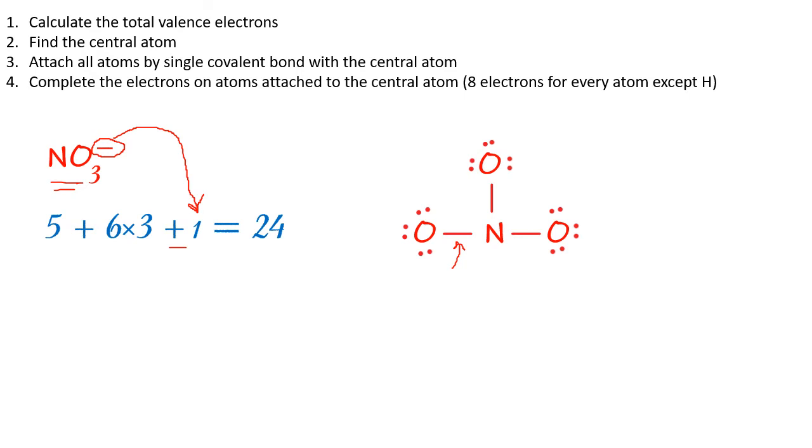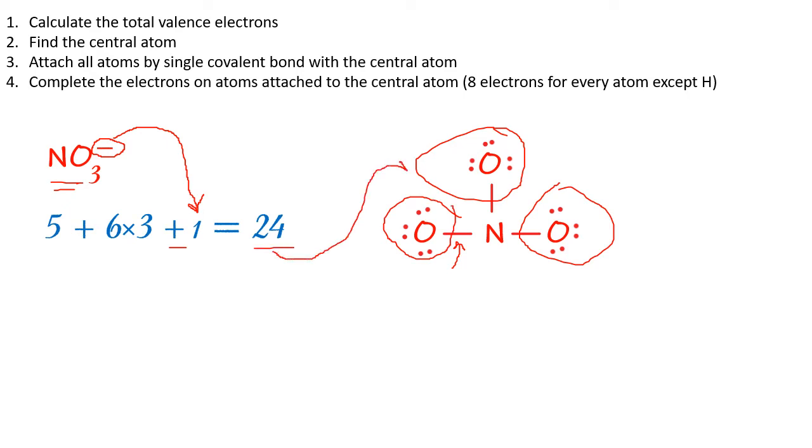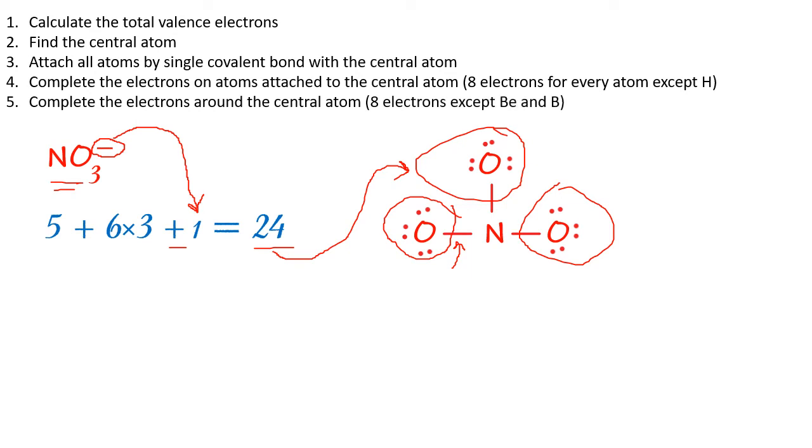Okay, now we have completed 8 electrons in all oxygen atoms. Now 8 plus 8 plus 8 plus 8, total 24. It means we have completed our 24 electrons in this structure. We don't have an extra electron here. Now our step number 4 is finished. Move to step number 5. Complete the electrons around the central atom.